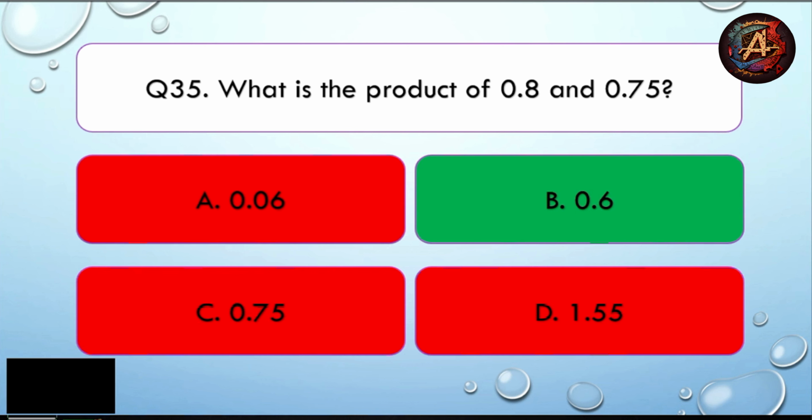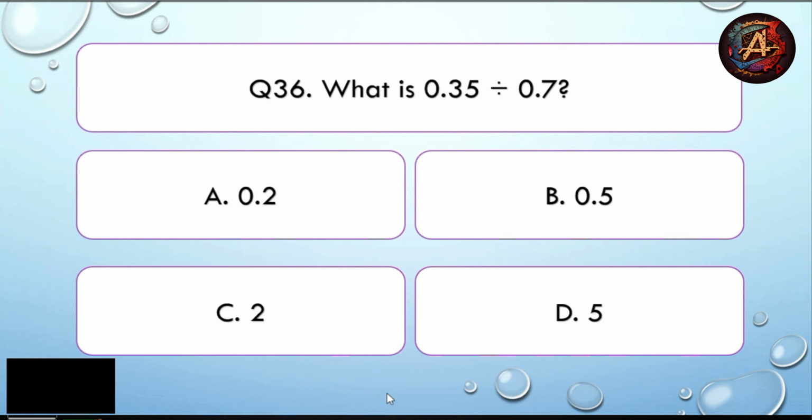Now let's go to question number 36. What is 0.35 divided by 0.7? Is it A, 0.2, B, 0.5, C, 2, or D, 5? I'll give you 5 seconds.